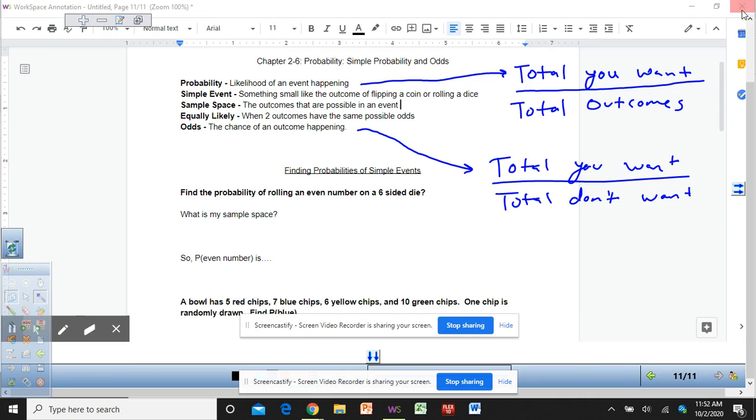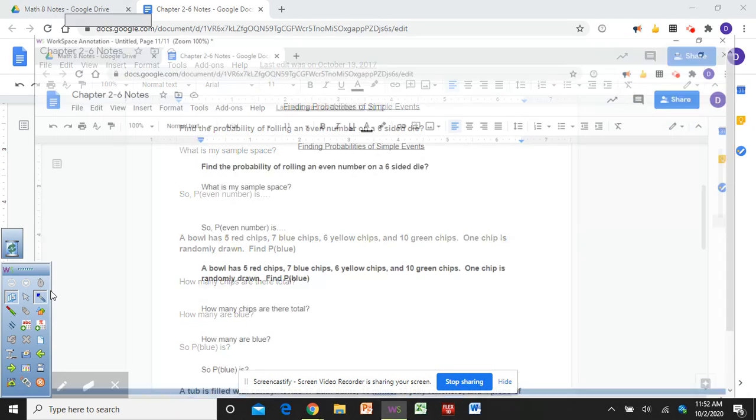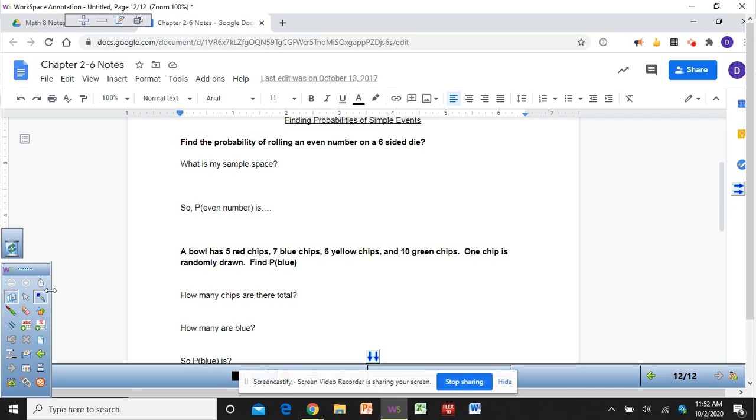The probability of, I'm going to scroll that down. Probability of rolling an even number on a 6-sided dice. So the sample space is how many items there are. So our sample space is 1, 2, 3, 4, 5, and 6 possible outcomes. So there's 6 outcomes when you roll a dice.